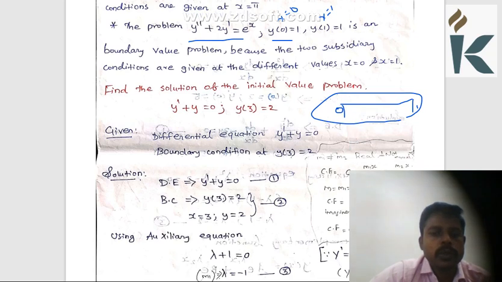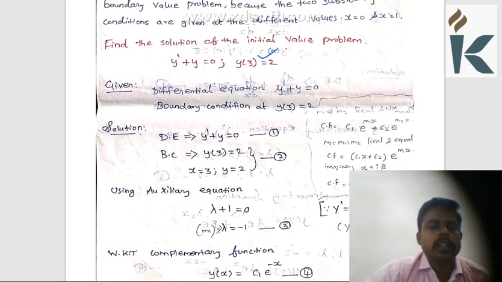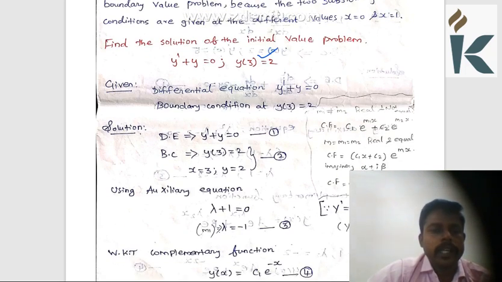Next we discuss a problem: find the solution of the initial value problem y dash plus y is equal to 0. They are giving only one condition, y of 3 is equal to 2. Y dash is nothing but dy by dx, and y we keep as y. Y double dash means we differentiate twice, that is d square y by dx square.